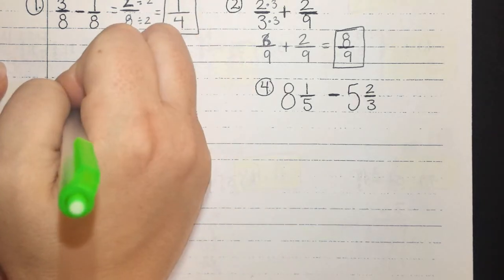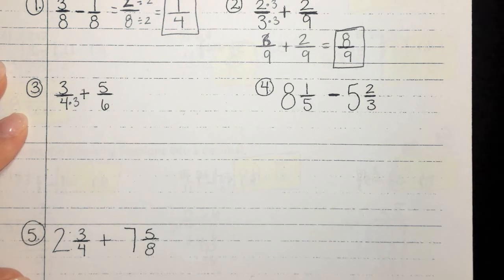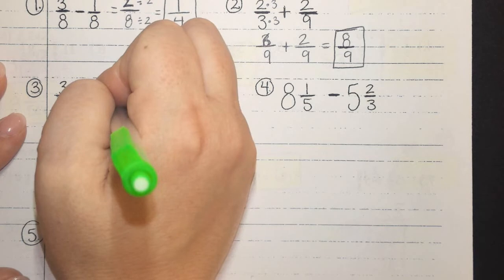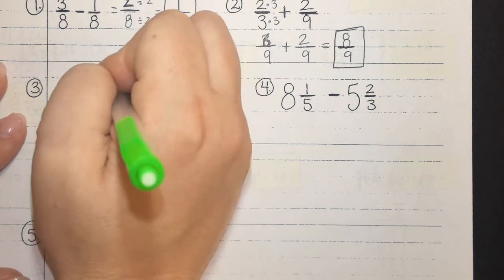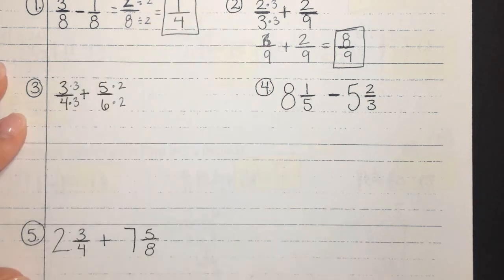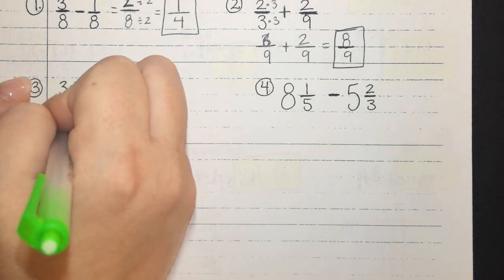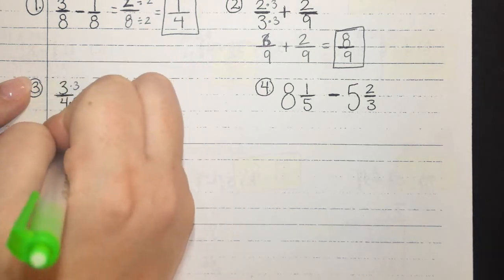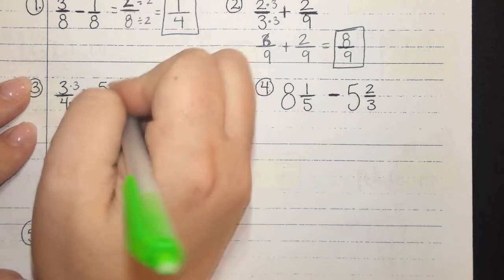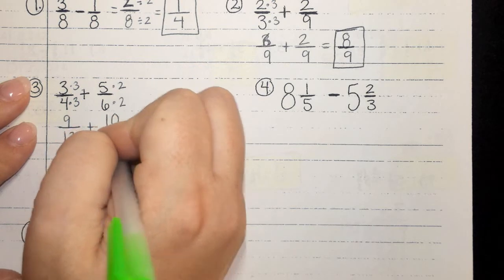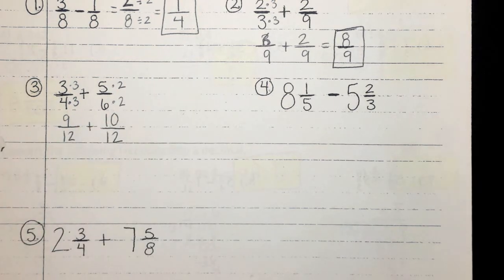So I'm going to do 4 times 3. That would give me 12. And if I do it to the bottom, do it to the top. And then 6 times 2 gives me 12. If I do it to the bottom, do it to the top. All right, so 3 times 3 gives me 9. 4 times 3 gives me 12. 5 times 2 gives me, and 6 times 2 gives me. Okay. 9/12 plus 10/12. What's that going to equal?